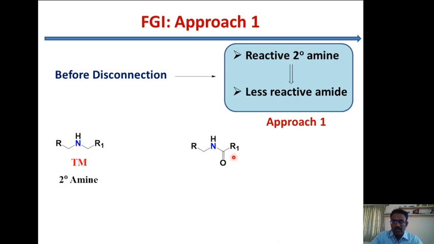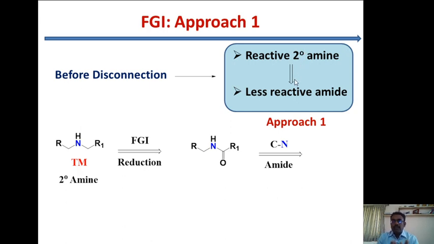See, the amine is converted into the amide. The amide is less reactive compared to the amine. We are doing this functional group interconversion using the reduction reaction, because we can get this amine from this amide by reduction. So before disconnection you have to make this change. If the target is more reactive than the starting material, you convert the more reactive one into the less reactive one. Here we are converting the more reactive target into the less reactive amide, then you go for the disconnection.